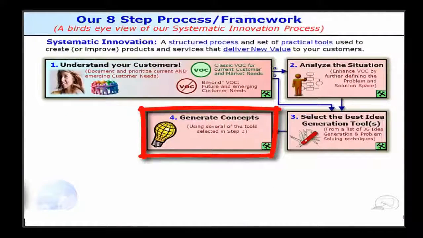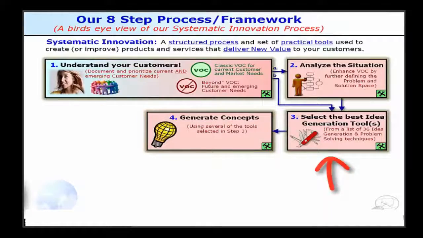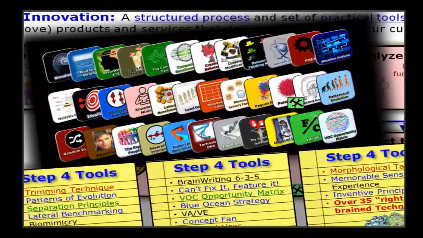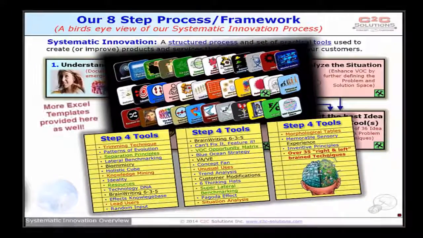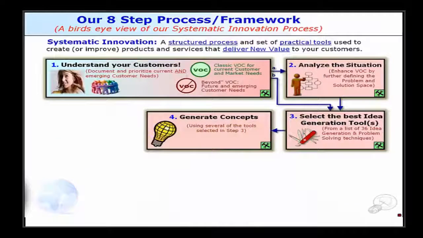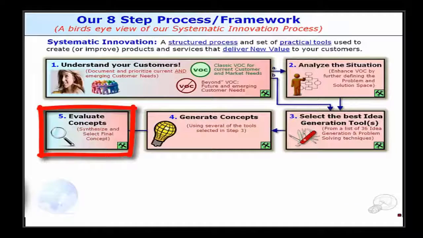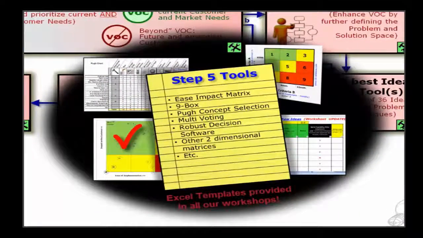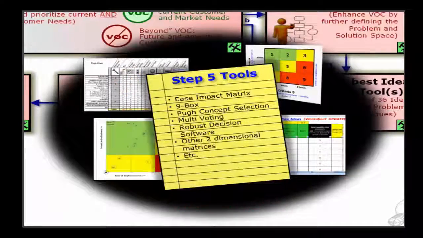At Step 4, we simply use the tools selected from Step 3 to generate new ideas. As I already mentioned, there are 36 methods to choose from that cover technological and psychological inventive thinking techniques. Step 5 uses a different set of tools to synthesize, select, and narrow the list of concepts from the ideas generated in Step 4. Tools that can be leveraged in this step are the Ease Impact Matrix, the 9-box, Pugh Concept Selection, multi-voting, and a few other decision-making techniques.